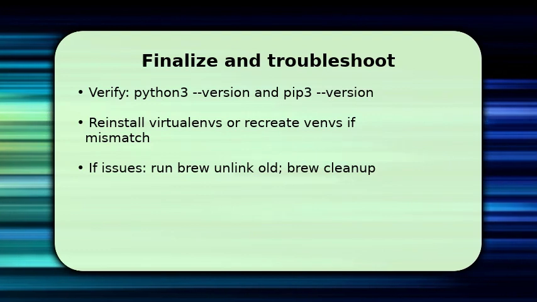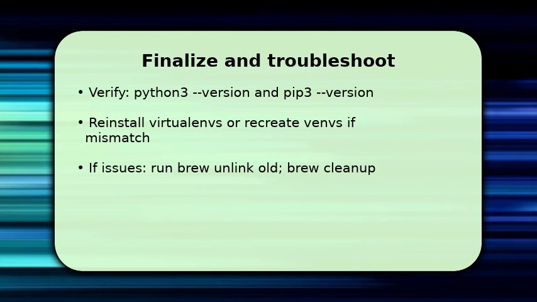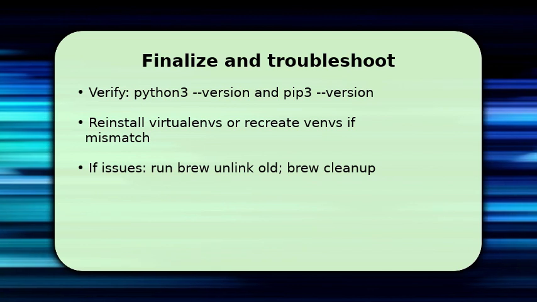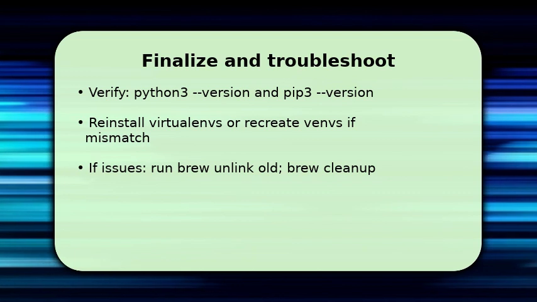Validate the upgrade and fix any environment mismatches. Run python3 --version and pip3 --version to confirm the active install. If your projects used virtual environments, you may need to recreate them with python3 -m venv and reinstall dependencies. Virtualenvs reference a specific interpreter path. If command conflicts persist, unlink older formulas with brew unlink python@3.x, then brew cleanup to remove stale files. If you still see errors, run brew doctor for diagnostics. It often tells you the exact path or permissions to fix.